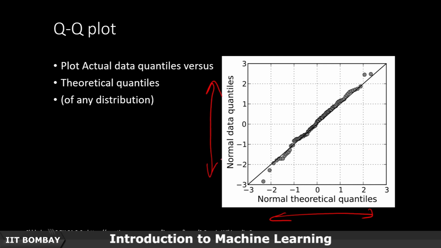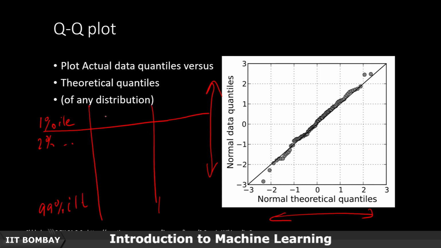So what that means is, let's say we are looking at 1 percentile, 2 percentile, and all the way up to 99th percentile, and then we form a table. So this is the theoretical Gaussian, and this would be, let's say, sorry, it will be the header here.